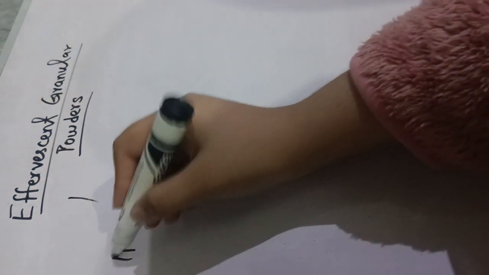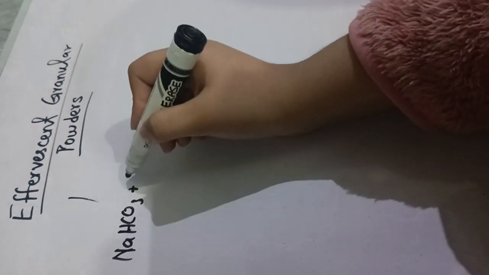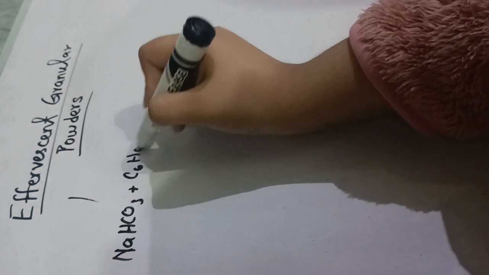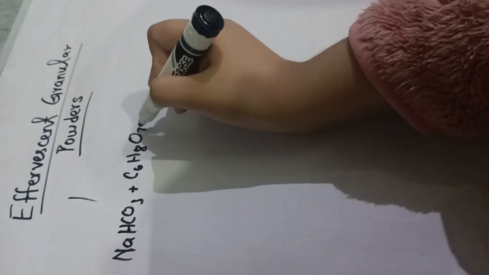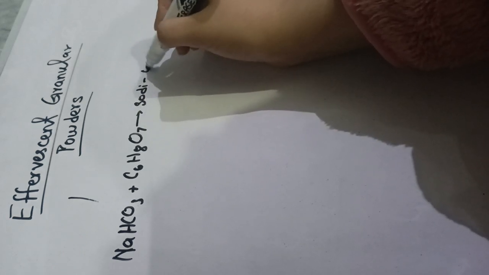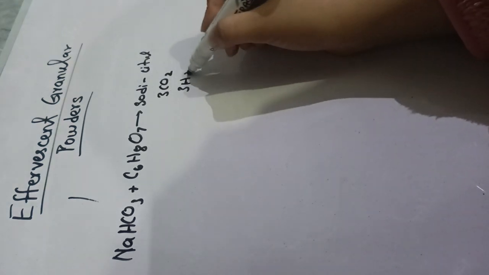Okay guys, one thing I forgot to tell you is the equation of it, that when sodium bicarbonate reacts with citric acid, what is the formula of citric acid? It is C6H8O7. After that it will form sodium citrate, and lastly it will produce 3 molecules of CO2 and 3 molecules of water.